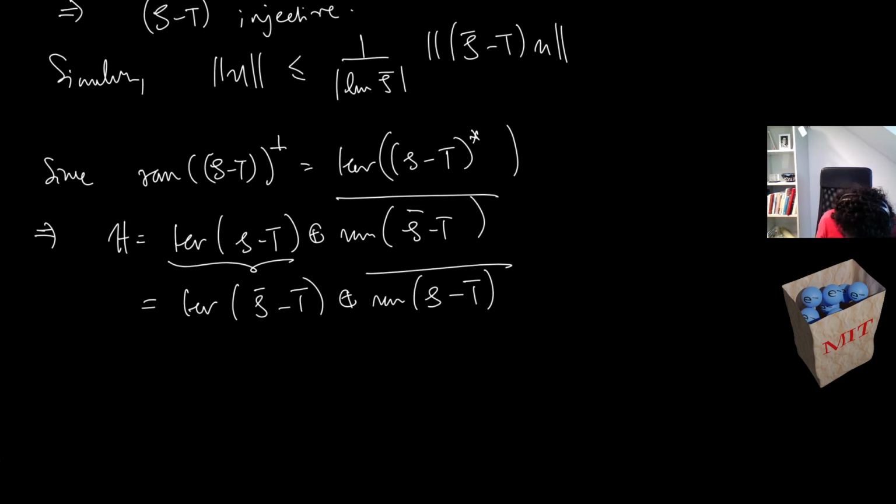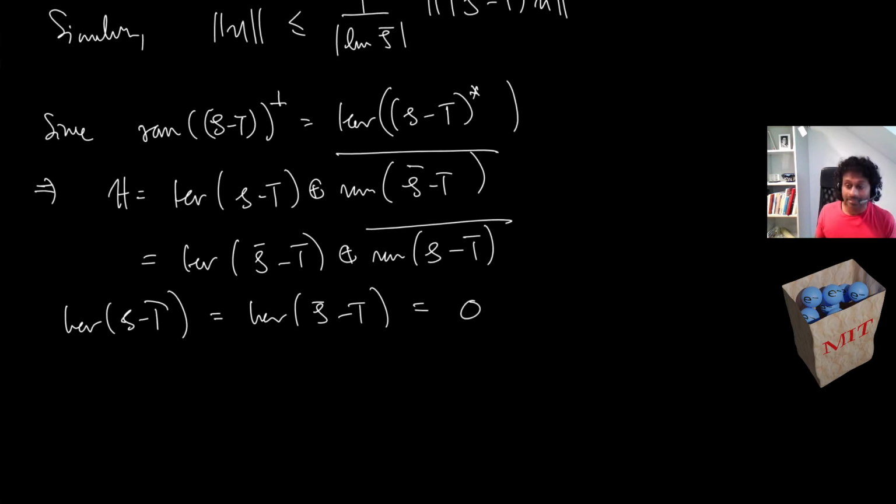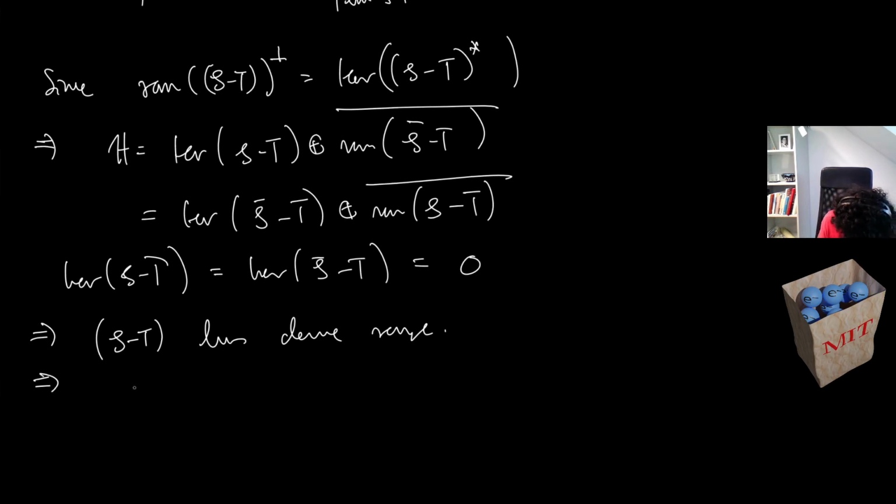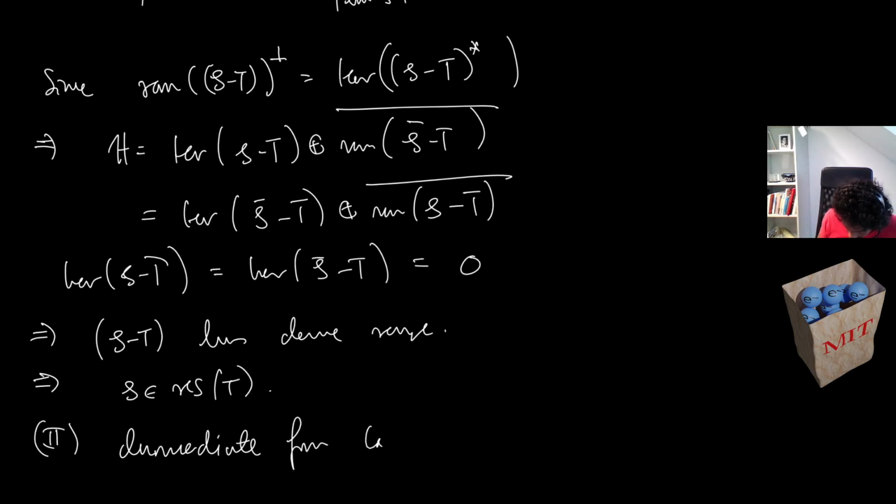okay? So both of these spaces, the kernel of zeta minus T equals the kernel of zeta bar minus T, is equal to 0, which means that zeta minus T has dense range. And that, along with the estimate, means that zeta is in the resolvent set of T. Okay, and we already have two immediate consequences from calculation.